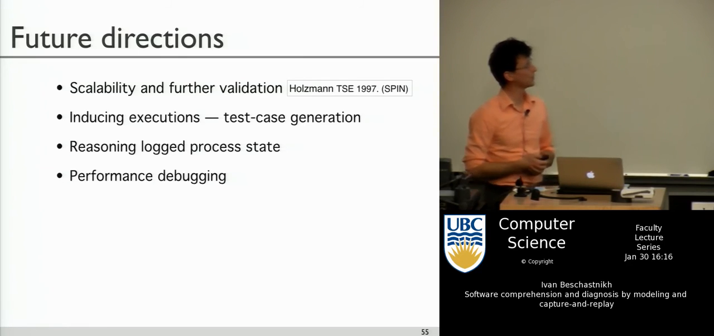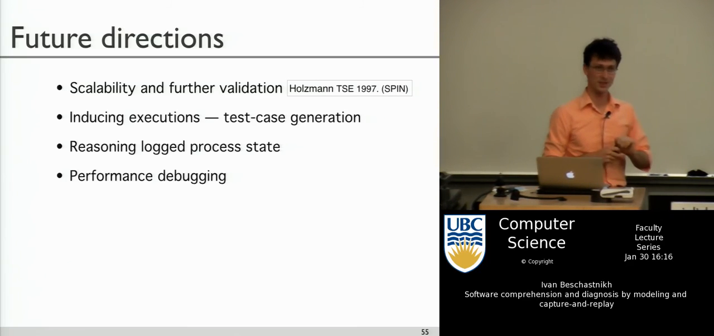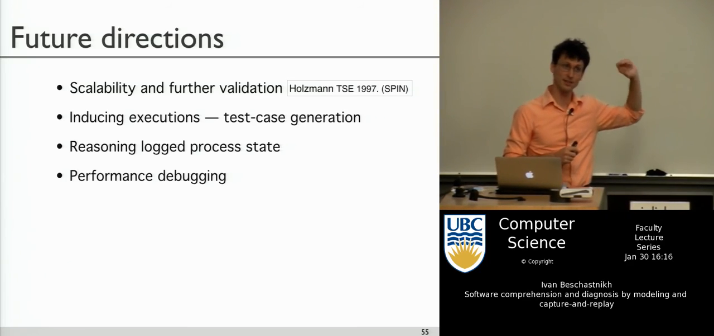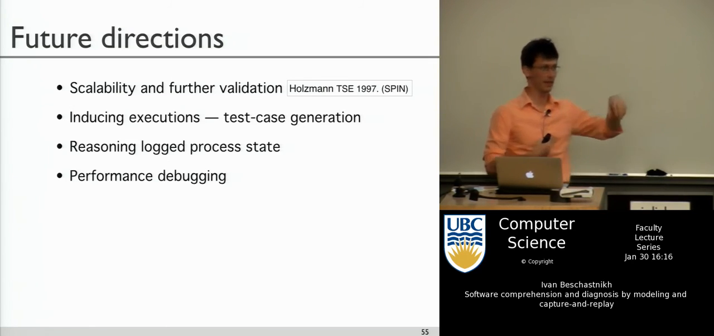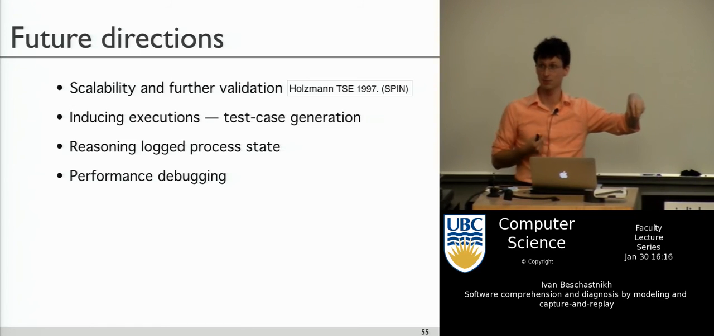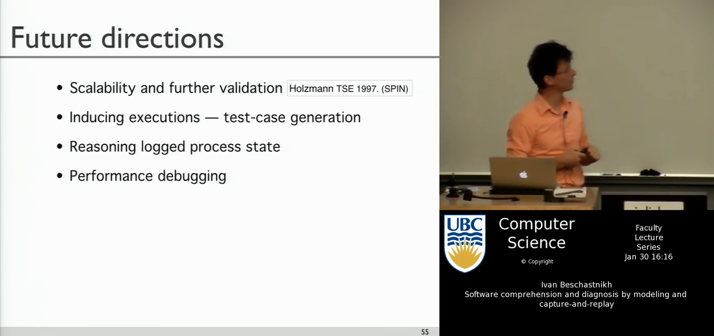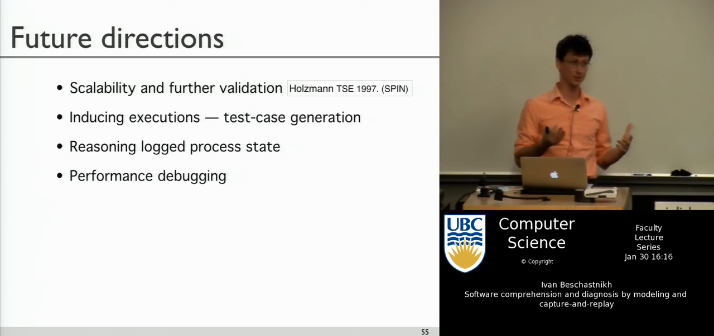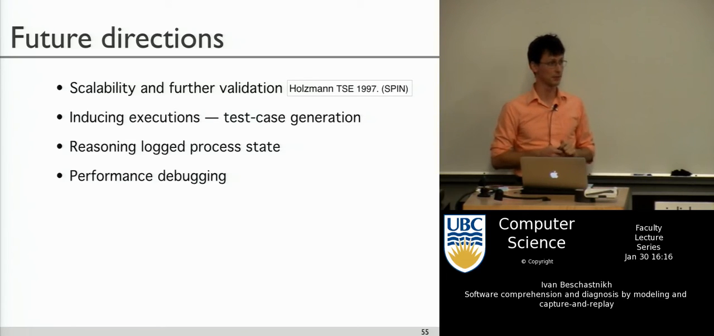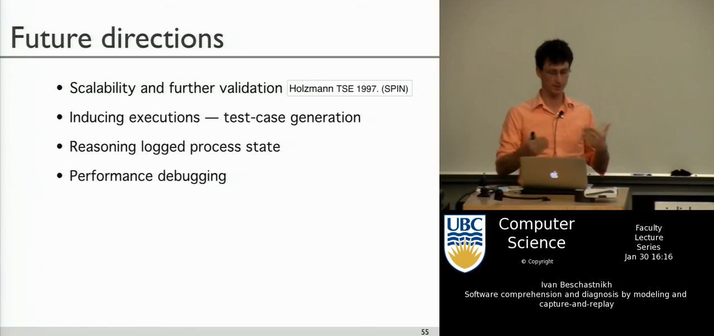The other cool thing to do here is to reason about process state. Again, we're shying away from state, because really what I did with CSite is to model states in terms of sequences of events. So you basically think of your state as the sequence of events that occurred before that state. But it'd be nice to get away from that. And finally, it would be cool to use this for performance debugging. There's a lot of time information and logs that you can associate with these diagrams. And that would give you some information about what's slow in the system, what's fast, maybe differential performance.